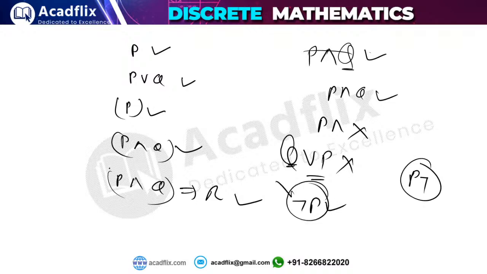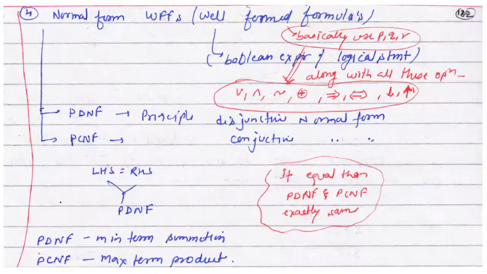So anyway, basically these are not important things. These are very basic things. What is a well-formed formula? They are not going to ask you what is a well-formed formula. And now let's see some normal forms.